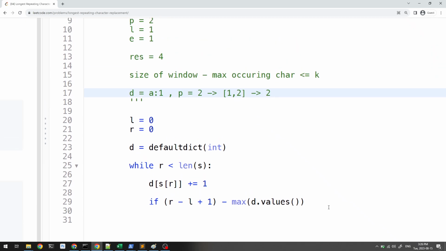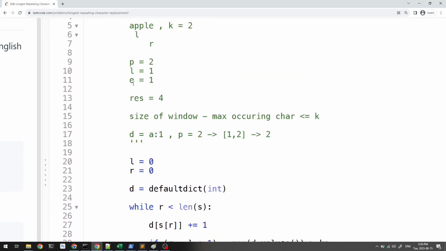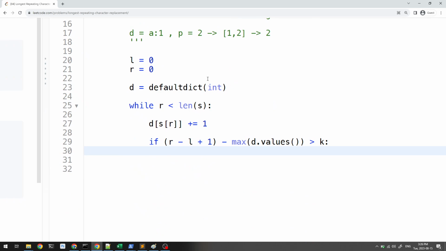So if this value is greater than k, right? If it's greater than k, then we know that we're at a condition in which we can't expand our window anymore. So what do we do? Well, we increase the left-hand side. So first of all, I need to decrease the count at the left pointer, because I'm getting rid of a letter. And then I will increase my left pointer.